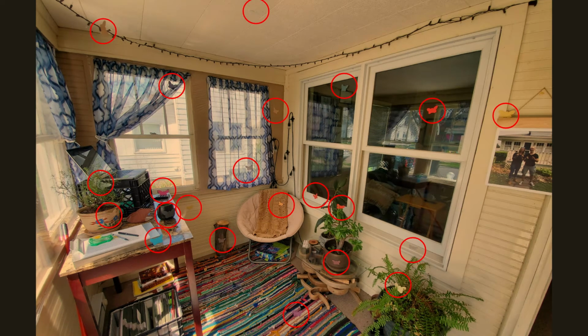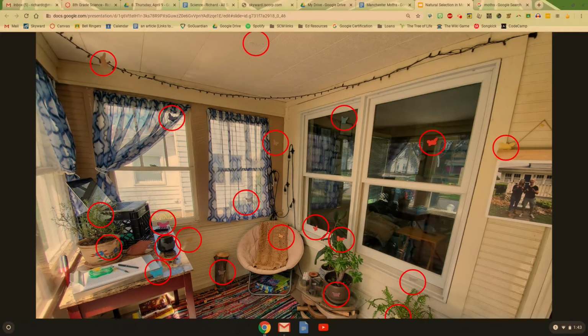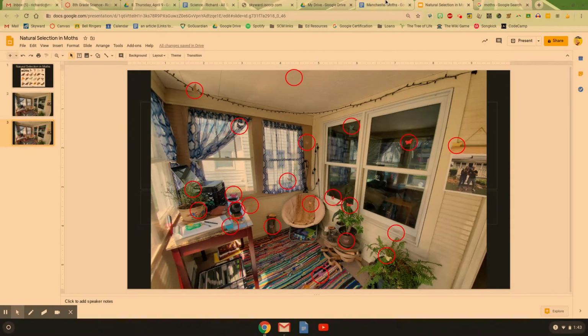All right. So 22 moths. Congratulations if you found, let's say, more than 15. If you found more than 15, I think you did pretty well.